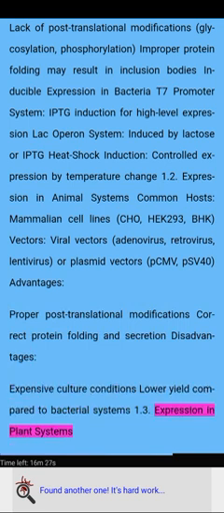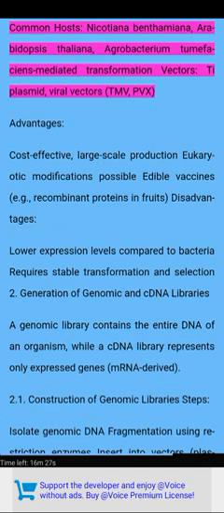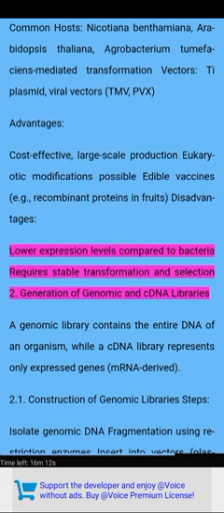1.3. Expression in plant systems. Common hosts: Nicotiana benthamiana or Arabidopsis thaliana, Agrobacterium tumefaciens-mediated transformation. Vectors: Ti plasmid, viral vectors TMV, PVX. Advantages: cost-effective, large-scale production, eukaryotic modifications possible, edible vaccines, e.g., recombinant proteins in fruits. Disadvantages: lower expression levels compared to bacteria, requires stable transformation and selection.